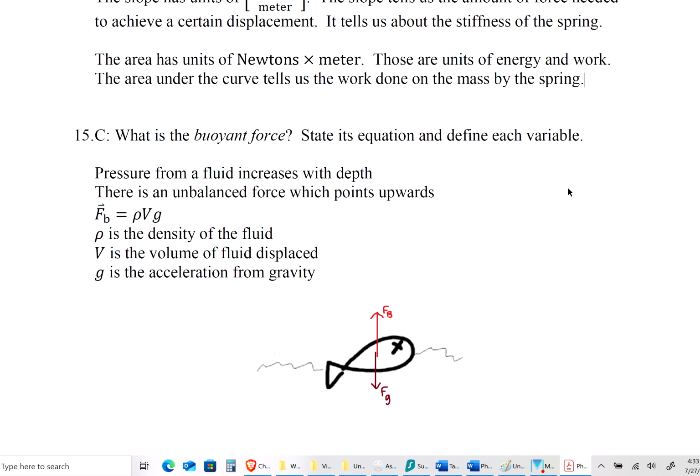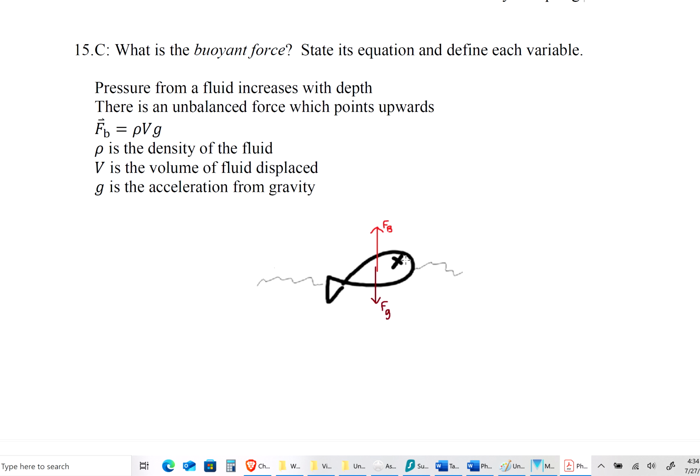Question 15. What is a buoyant force? State its equation and define each variable. Pressure from a fluid increases with depth. There is an unbalanced force which points upward. The buoyant force is rho V g. Rho is the density of the fluid, V is the volume of the fluid displaced, g is the acceleration from gravity. So if we have this dead fish in radioactive water, buoyant force points up, force of gravity points down.